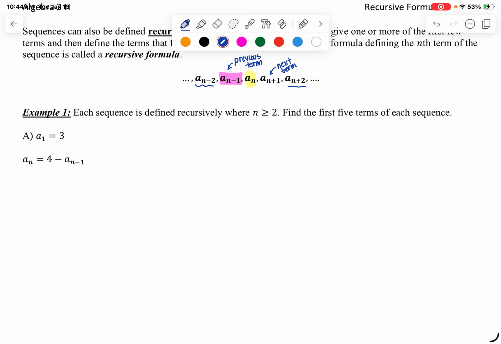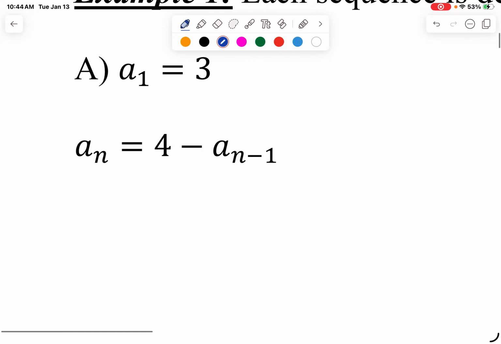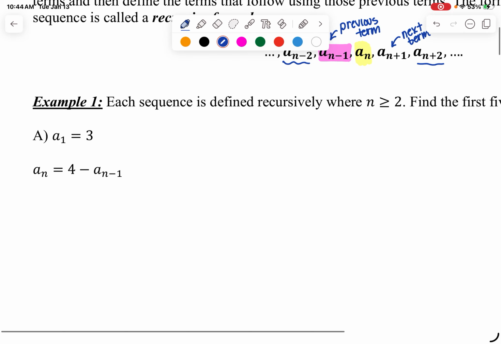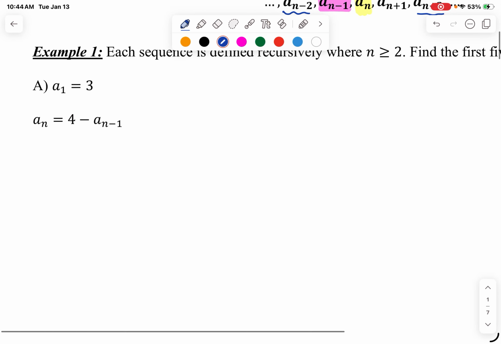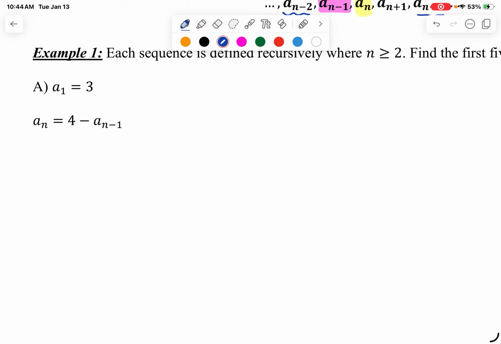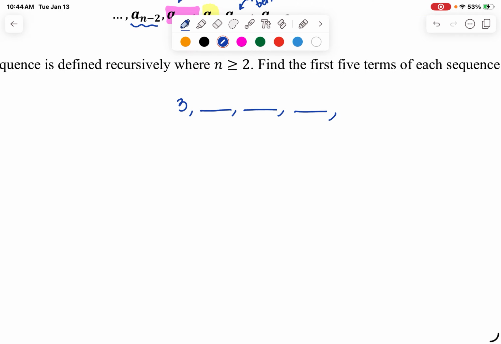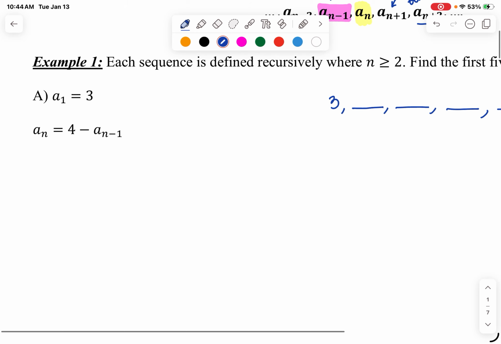Here are the directions for these. It says each sequence is defined recursively. So this is how it looks when it's defined recursively, where n is greater than or equal to 2; it'll always say that. Find the first 5 terms of each sequence. I know a sub 1 is 3, and then I'm looking for the second term, third term, fourth term, and fifth term. I'm just doing this as a skeleton to help us realize what we still need to get. First I'll show you how to do it algebraically, using values, and then we'll just read it and get the answers.